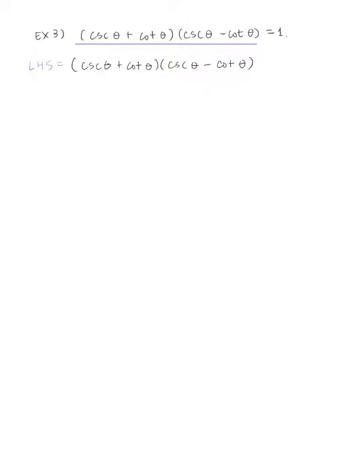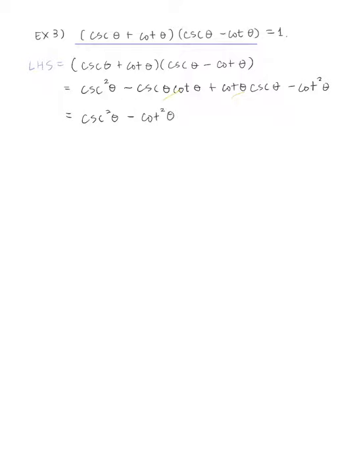Okay, so what would you do? I kind of want to multiply this out, so let's try that. If I multiply this out, we're going to get cosecant square of theta, minus cosecant of theta cotangent of theta, plus cotangent of theta cosecant, and then minus cotangent square of theta. Okay, now let's see. We can cancel these two out. So here we're going to have cosecant square of theta minus cotangent square of theta.